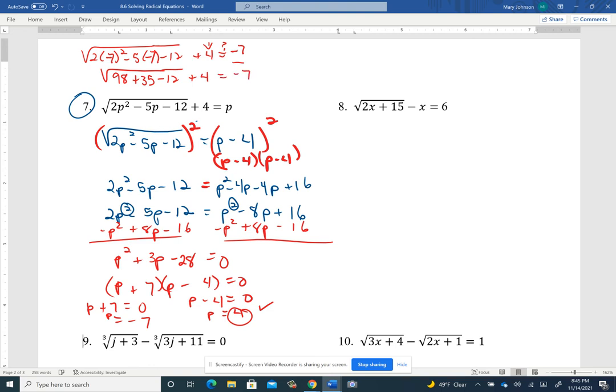I can already tell this isn't going to work because the square root of something should be a positive number. All right, so 98 and 35, that's 133 minus 12 plus the 4. These are all question marks. We don't know. We're trying to see if that would work. 133 minus 12, that would be 121.